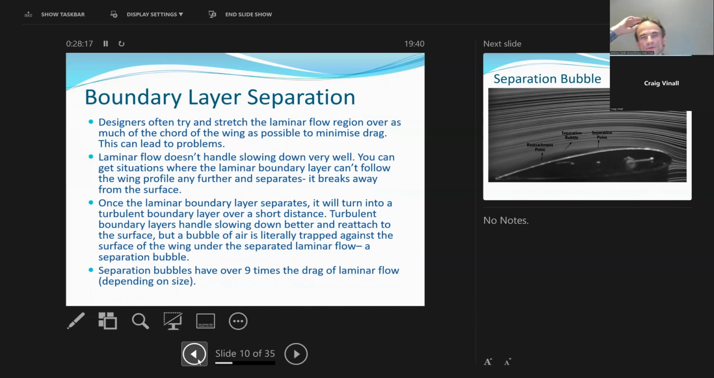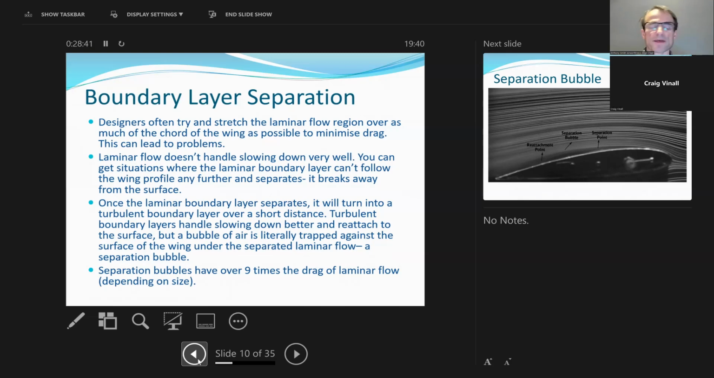One of the problems here is if you have the laminar flow stretched out too much, when you try and slow it down, it won't follow the surface of the wing anymore. It separates. That's called a laminar separation bubble. It will form a bubble against the surface of the wing.